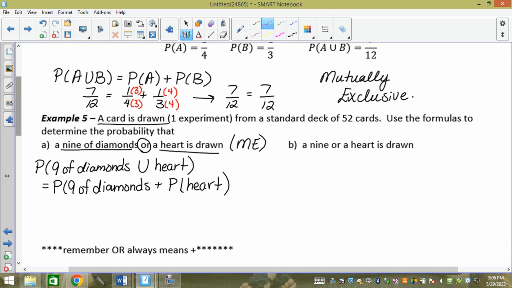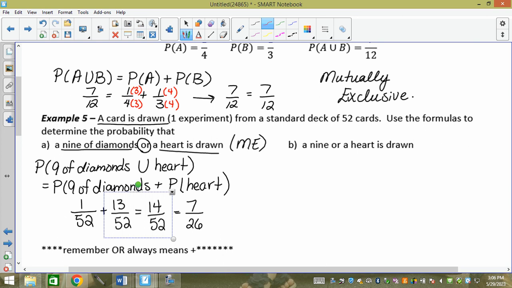How many 9 of diamonds are there? There's 1 9 of diamonds, out of 52. How many hearts are there? A quarter of the deck, 13. So there's 14 out of 52, which reduces to 7 out of 26.